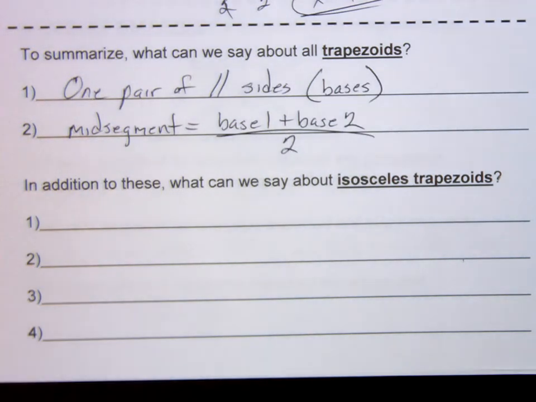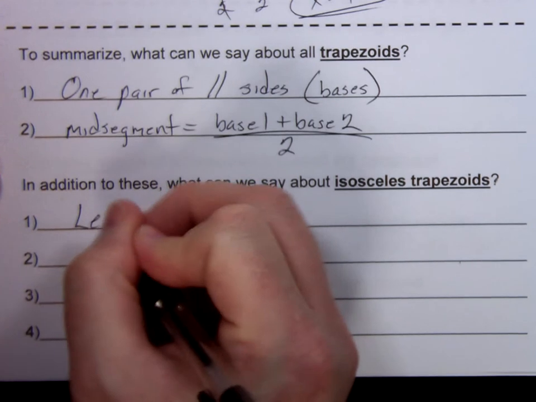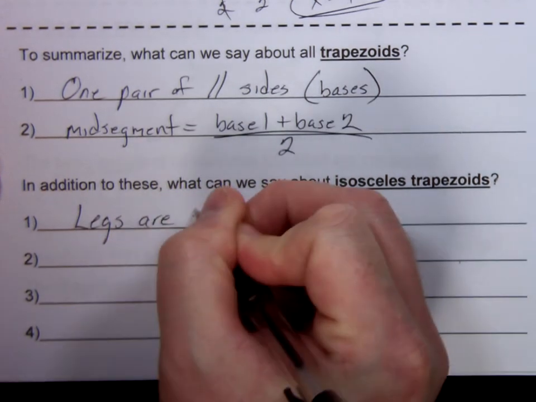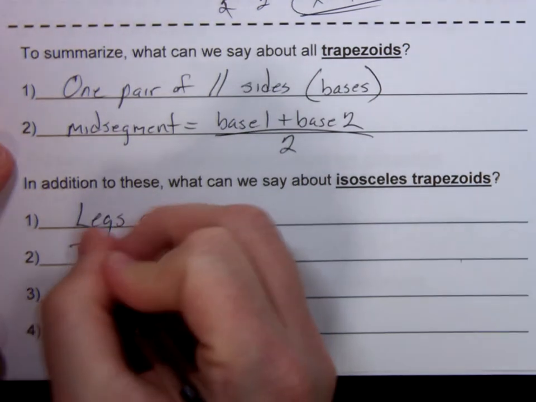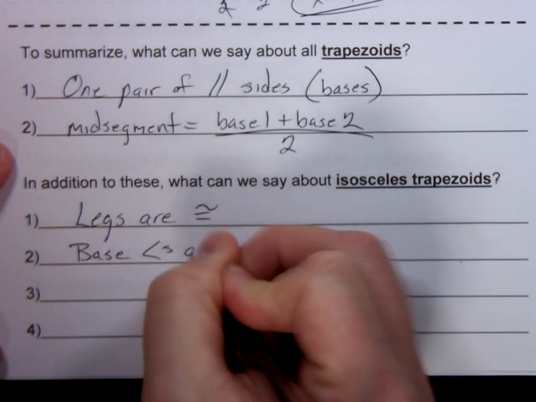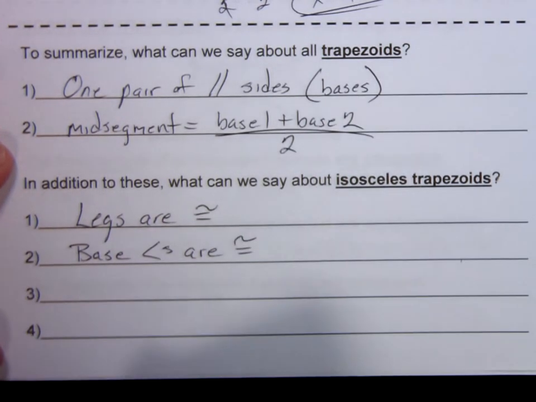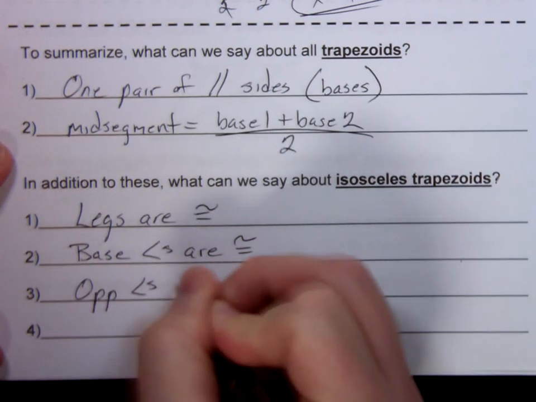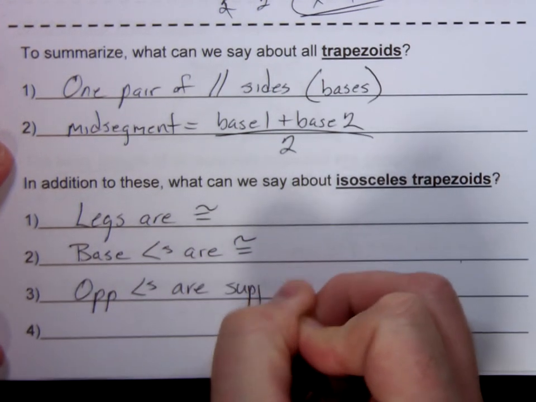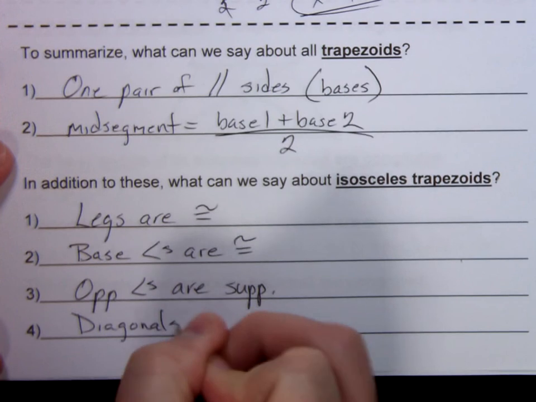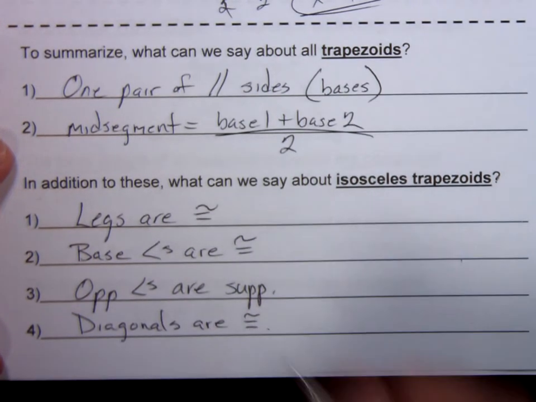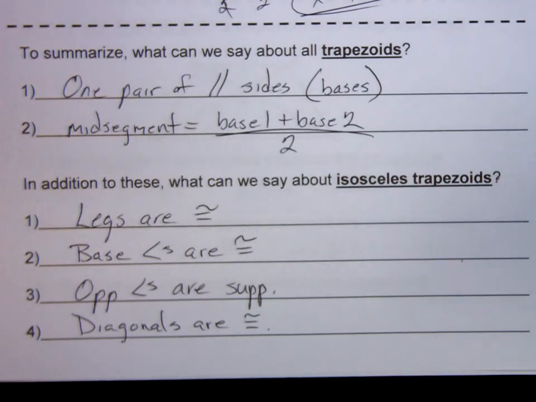Then the other things we learned today only apply to isosceles trapezoids. Now by definition, with an isosceles trapezoid, the legs are congruent. And then there was 3 other things that we learned about isosceles trapezoids. The base angles are congruent. The opposite angles are supplementary. And the diagonals are congruent. So those are the things that we learned about trapezoids, and those are the things we learned about isosceles trapezoids.